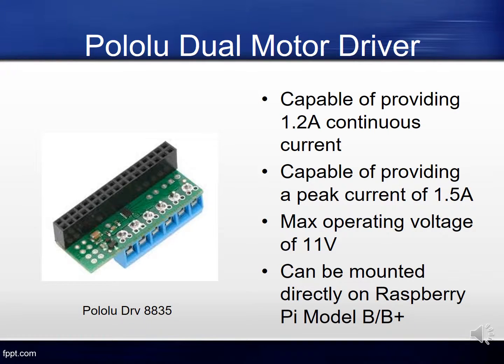For the motor driver of our robot, we have used the Pololu dual motor driver. This motor driver is capable of providing 1.2 ampere continuous current. It is also capable of providing a peak current of 1.5 amperes with a maximum operating voltage of 11 volts. This motor driver can be mounted directly on the Raspberry Pi module.